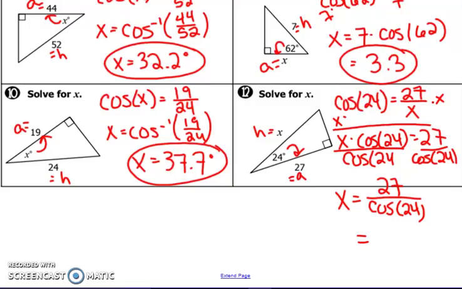And from here, just type it in your calculator. You're going to end up with 29.6. And again, make sure to check yourself. If my adjacent side is 27, that means my hypotenuse, because my hypotenuse is my longest side, needs to be longer than 27. Well, 29.6 is longer than 27, so it will work.